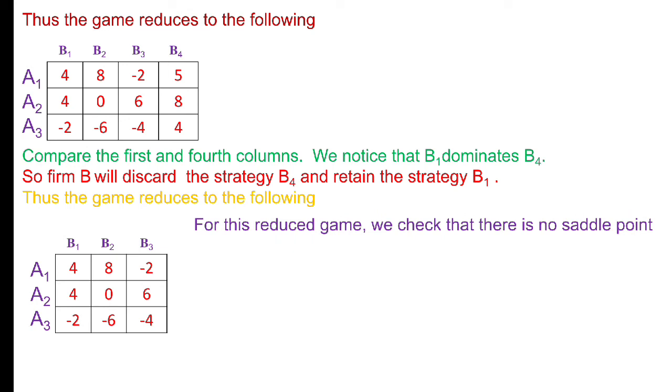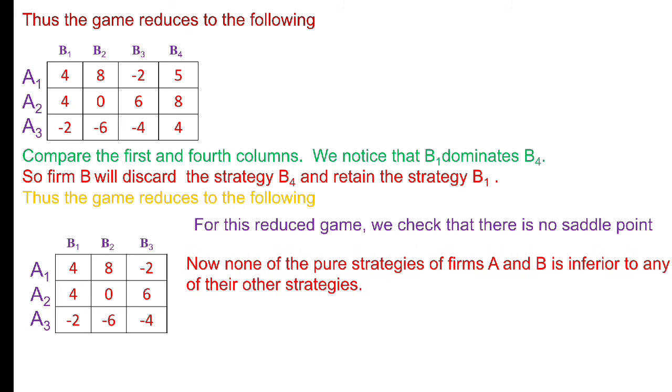However, we can find out the rule. Then we can delete one by one. Either row or column will be given preference. Now we check the saddle point. Then also we will not get it. Now none of the strategies of A and B is inferior to any other strategy.